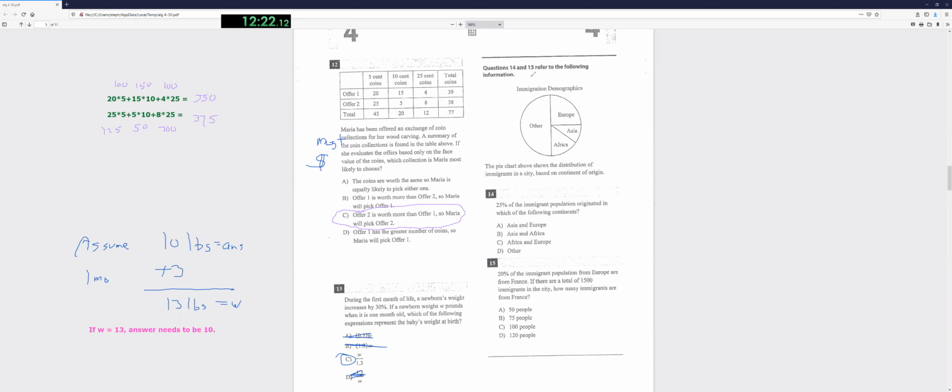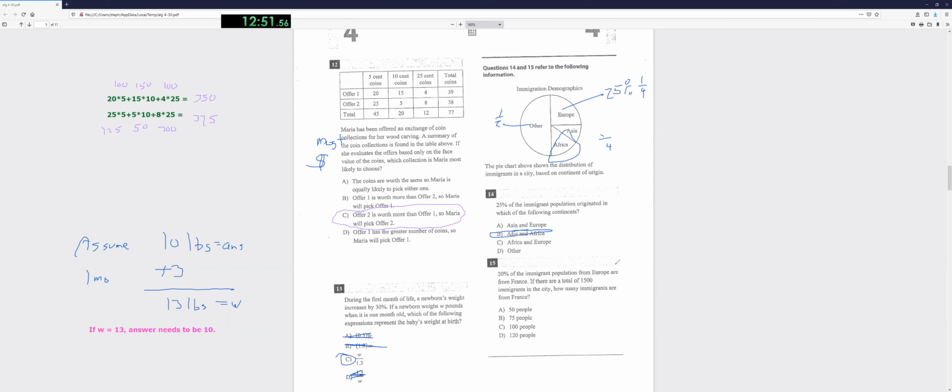14 and 15 refer to the following information. Pie chart above. All right, so this is like 25% or a quarter. These two are basically also a quarter combined, and other represents a half. All right, 25% of the immigrant population originating in which of the following continents? And Europe isn't an answer. So we will note that Africa plus Asia is also basically a quarter. So we're going to go with B.